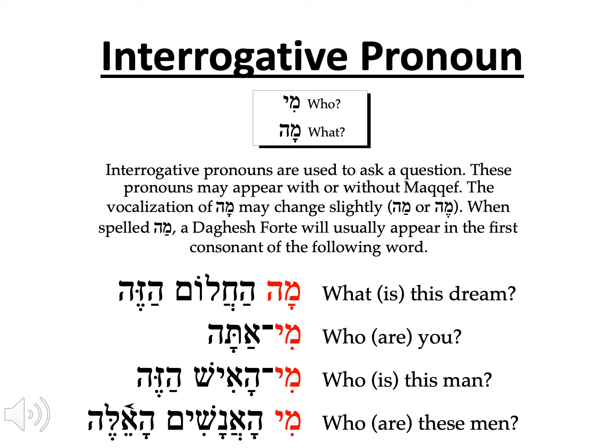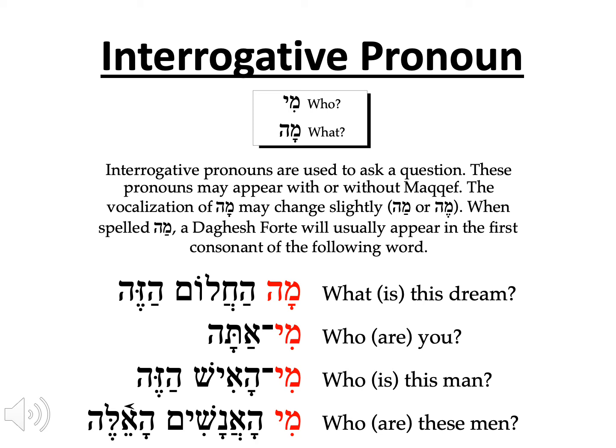Interrogatives ask a question, what or who. A good way to remember the term interrogative is to remember that these words interrogate: what, who. Like the relative pronoun, they do not attach directly to a word, only with a makef.